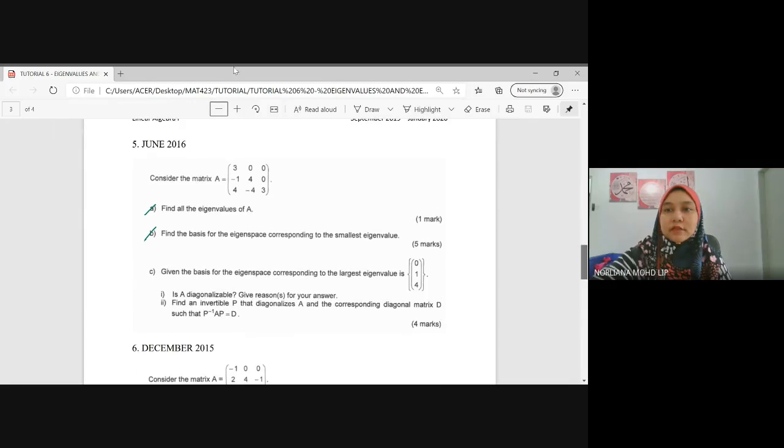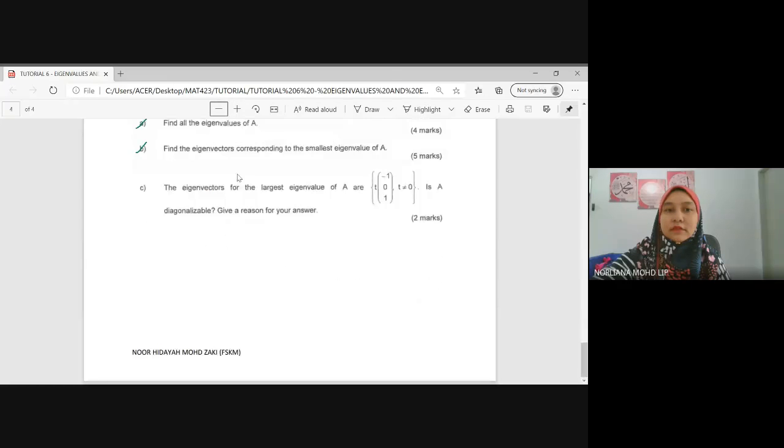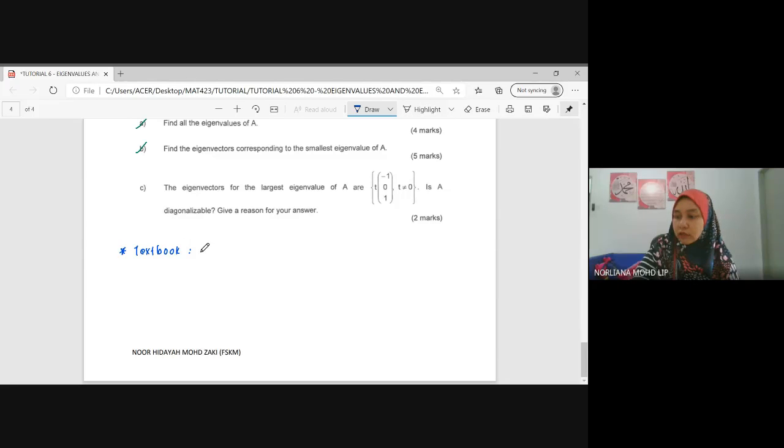Untuk yang tadi yang saya ajar theorem 6 tu, awak buat ni. Masukkan dalam tutorial ni lah. Tutorial 6. So tambah buat ni soalan ni. Textbook, tutorial untuk this week lah. Page 288. Question number 23 and 24.